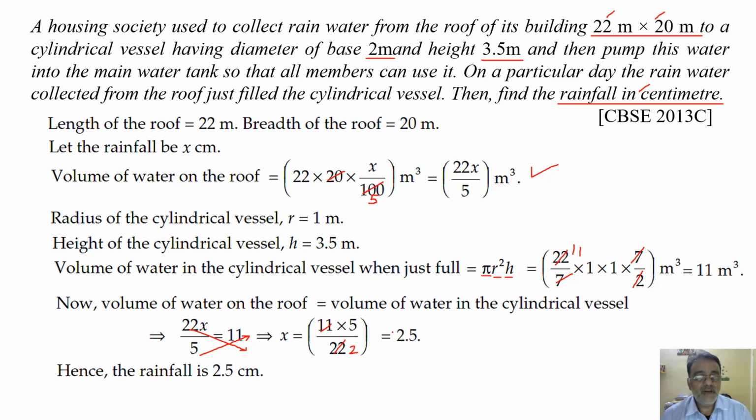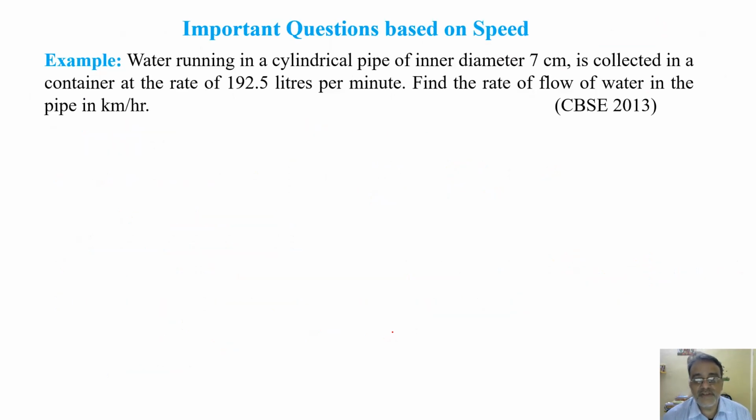Right. So now we are moving toward the next question based on speed. CBSE questions based on speed. Water running in a cylindrical pipe of inner diameter 7 centimeter is collected in a container at the rate of 192.5 liters per minute. Find the rate of flow of water in the pipe in kilometer per hour. So this is 2013 question.